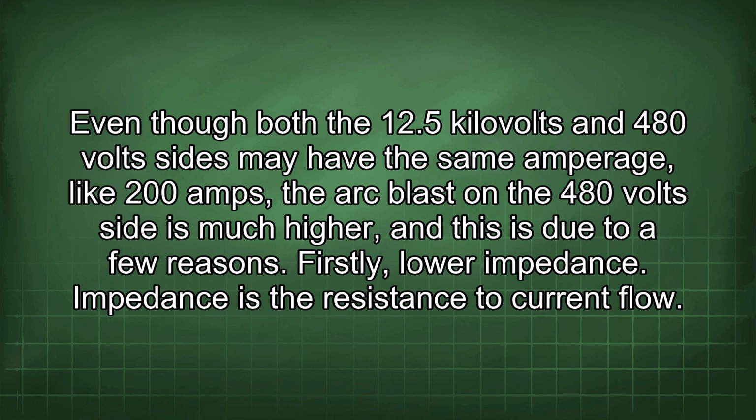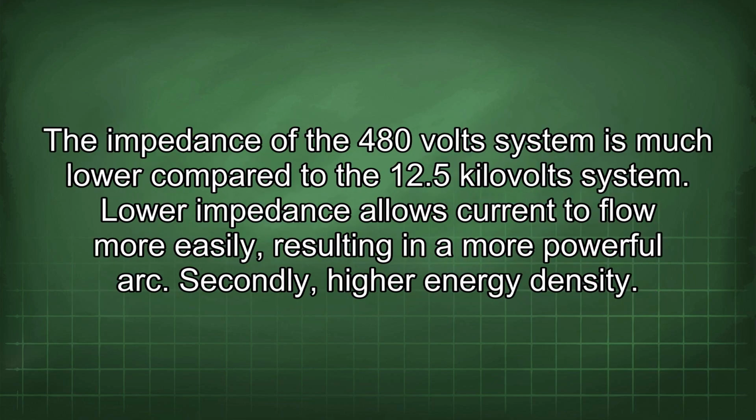Firstly, lower impedance. Impedance is the resistance to current flow. The impedance at the 480 V system is much lower compared to the 12.5 kV system. Lower impedance allows current to flow more easily, resulting in a more powerful arc.